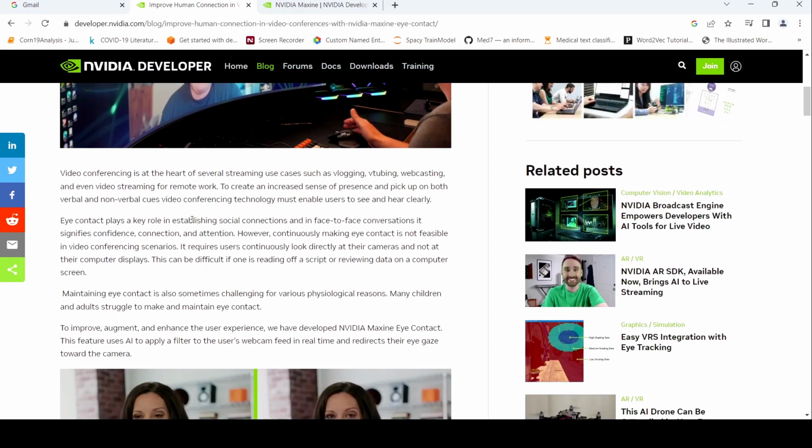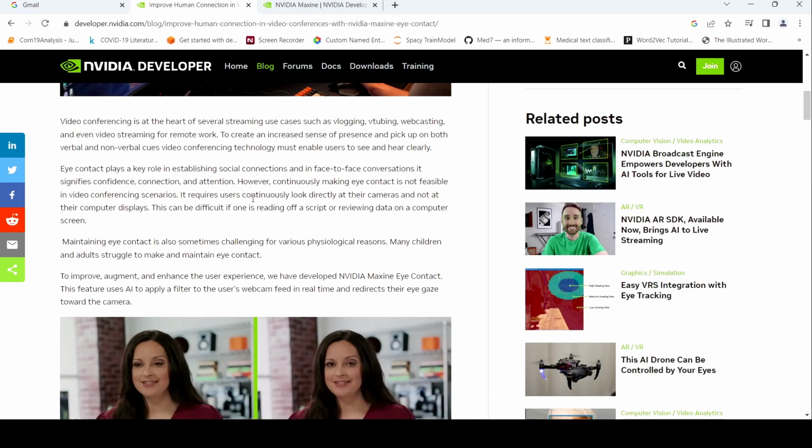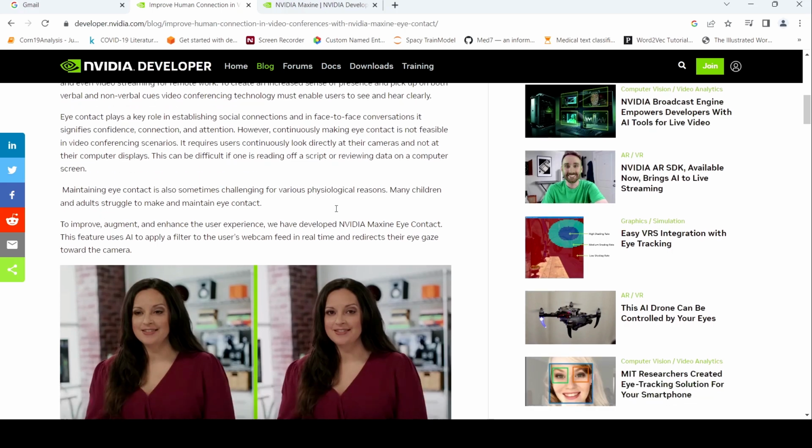Eye contact plays a key role in establishing social connections in face-to-face conversations. It signifies confidence, connection and attention. Continuously making eye contact is not possible in video conferencing scenarios naturally, right? It requires the user to continuously look at the camera and not at their computer display. It can be difficult if they are reading a script or reviewing data on a computer screen. It's challenging for various physiological reasons as well. Children and adults also struggle to maintain eye contact.